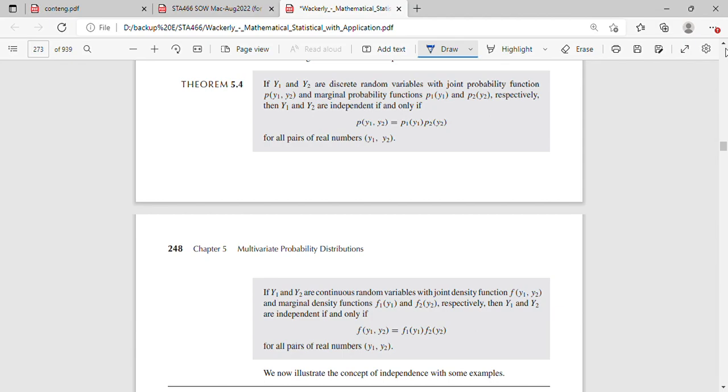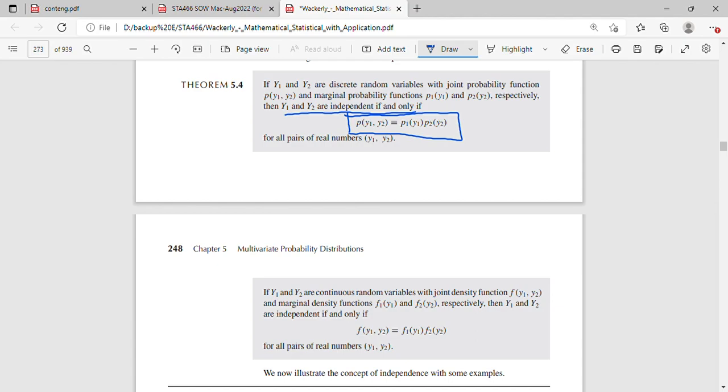We can know whether these two random variables are independent of each other or not by trying to test this condition. Bila joint of Y1 and Y2 sama dengan multiplication of the marginal of Y1 multiply dengan marginal of Y2, kalau dapat sama left hand side dengan right hand side here, kalau dapat sama jawapan, so kita katakan Y1 dengan Y2 ni adalah independent, if and only if this condition is fulfilled.